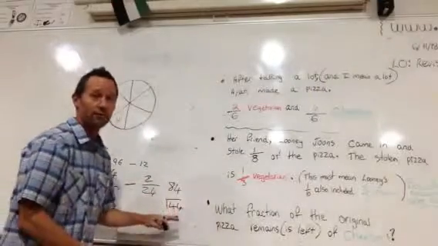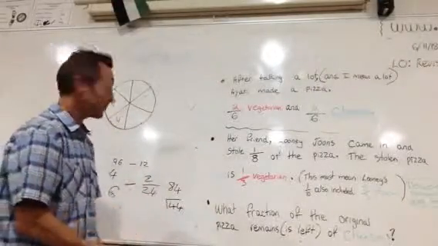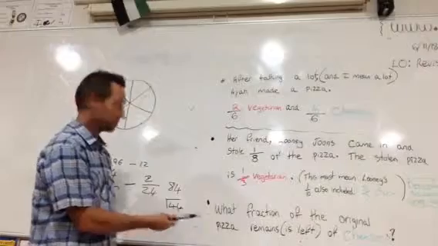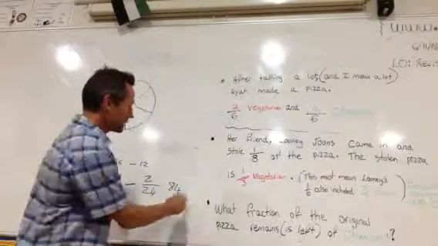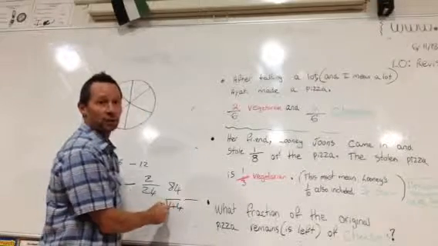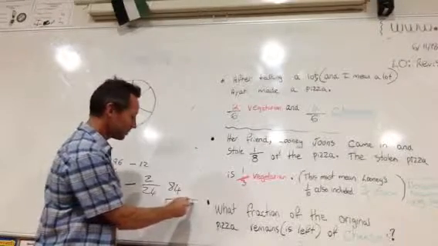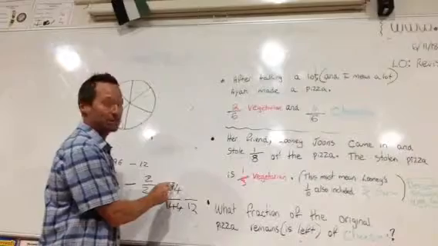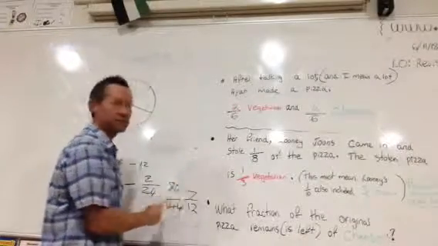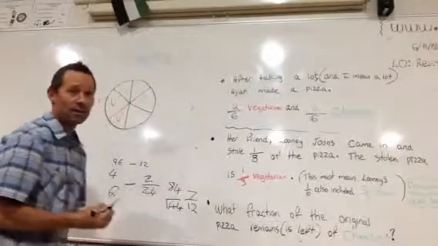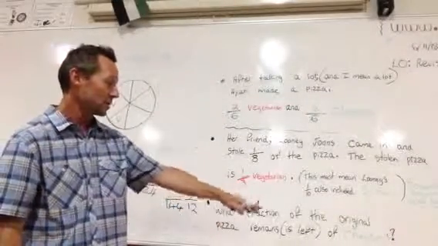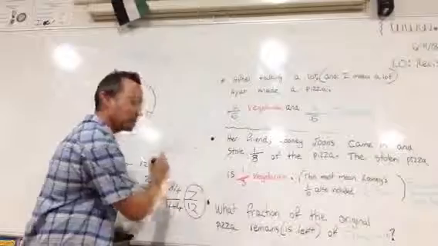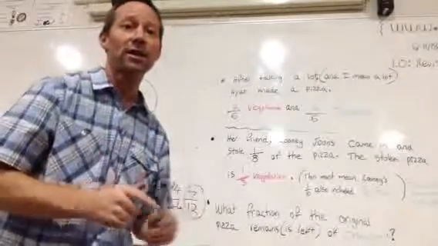84 over 144, we know we can simplify that. 12 can go into 84 and 12 can go into 144. So let's look at that. 12 times 12 is 144 and 12 times 7 is 84. 7/12. So that is my answer. So the question was, what fraction of the original pizza remains of cheese? 7/12, and I cannot break that down any further. Good luck.